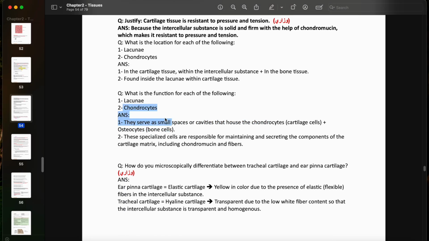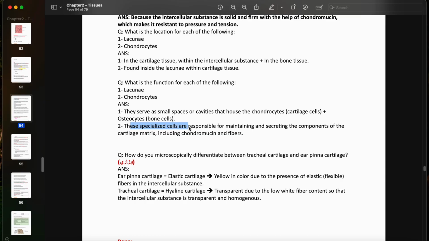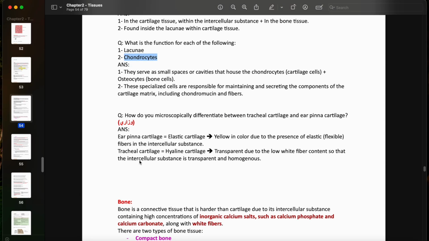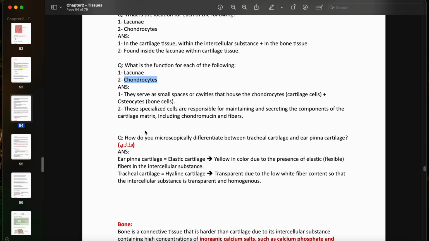And the function of chondrocytes: they're specialized cells, and they're responsible for maintaining and secreting the components of the cartilage matrix, including the chondromucin and fibers. So the chondromucin and the fibers are secreted from the chondrocytes. It's possible that you can get a question about this.